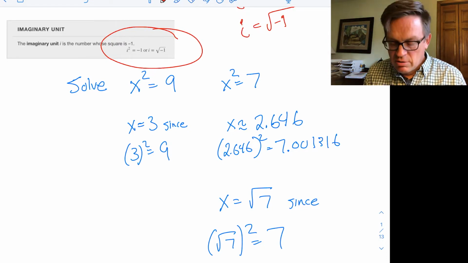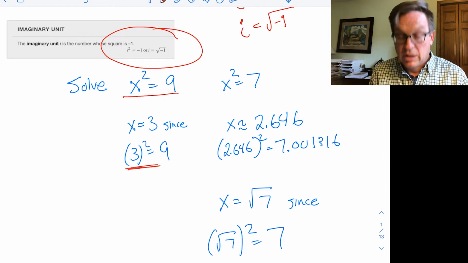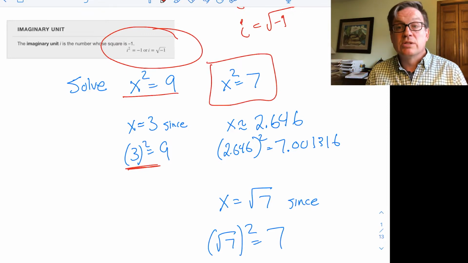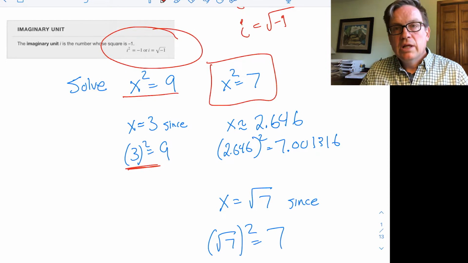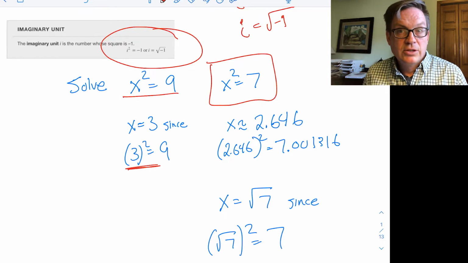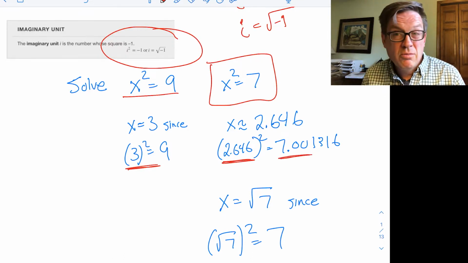So how do you solve x squared equals 9? Well, you're looking for a number so that when you square it, you get 9. So that's 3, since 3 squared is 9. In the same way, how do you solve x squared equals 7? Well, if you type the square root of 7 into your calculator, you get 2.646. So essentially, you're looking for some number that when you square it, you get 7. And if we square 2.646, we get almost 7.